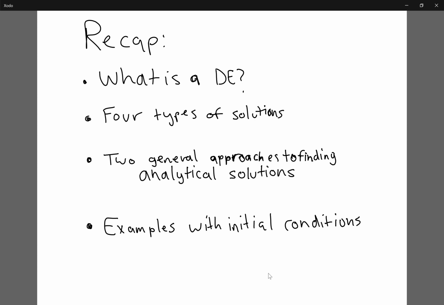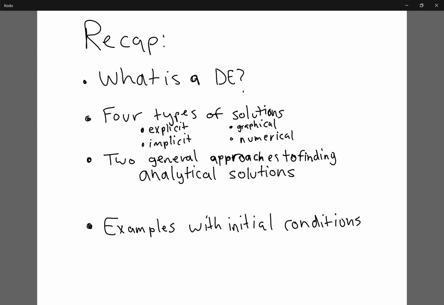All right, so what are the big things that you should take away from these videos? The first is you should remember what a differential equation is. It's an equation that relates some unknown function to its derivatives. Secondly, you should remember the 4 different types of solutions that we talked about. We talked about 2 types of analytical solutions: explicit, where we have a nice formula, and implicit, where we have some sort of equation that defines the unknown function. And then lastly, we talked about graphical and numerical solutions as well.